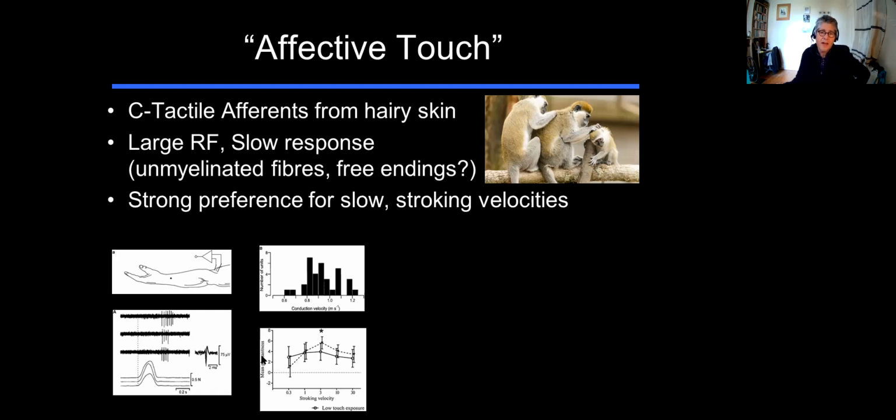This is the key graph. This is people rating how pleasant they find a stroking stimulus on their forearm like this as a function of the velocity. And you can see in the dashed line, which is the normal data, that people prefer to be stroked at about 3 centimeters per second. That's pleasant. It's less pleasant stroking more slowly and more rapidly.